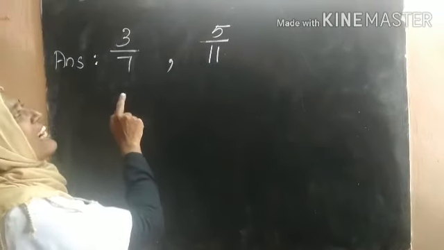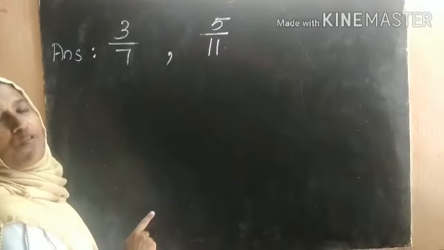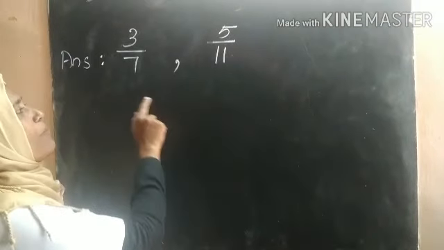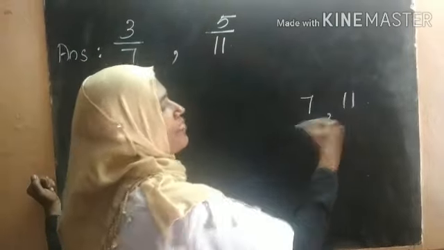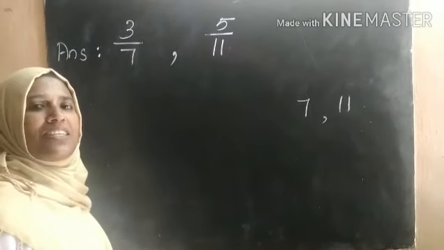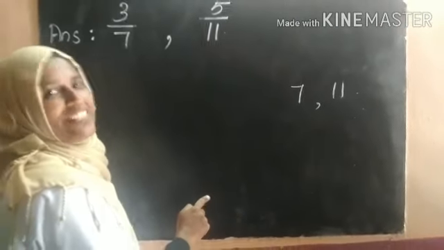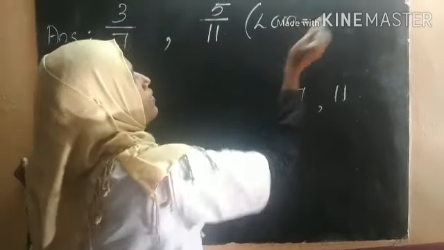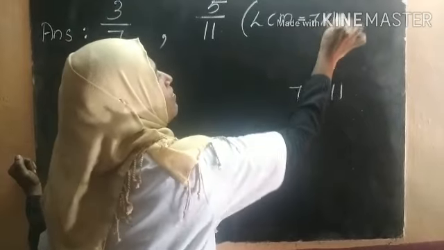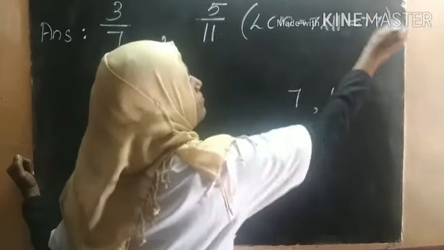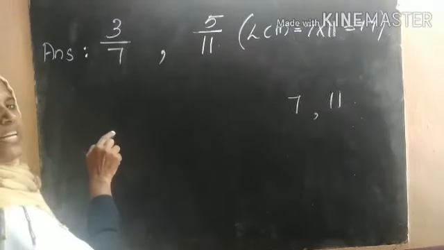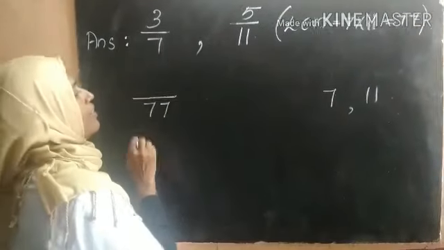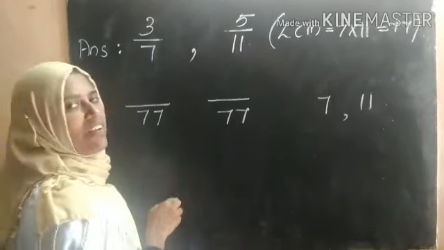First, let's convert these unlike fractions into like fractions. For that, we can find the LCM of the denominators. The denominators are 7 and 11. They have no common factors. Their LCM is equal to their product. Therefore, the LCM is 7 into 11, equal to 77. We write the denominators as the LCM, 77 here and 77 here also.